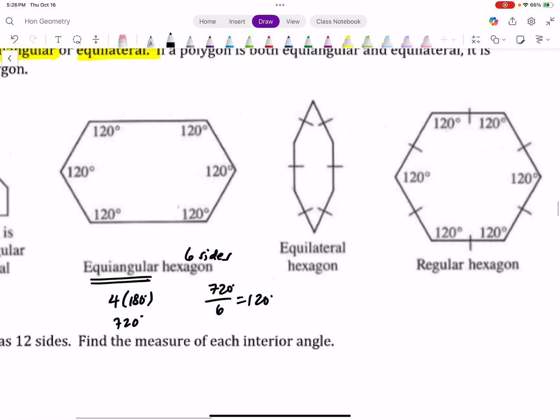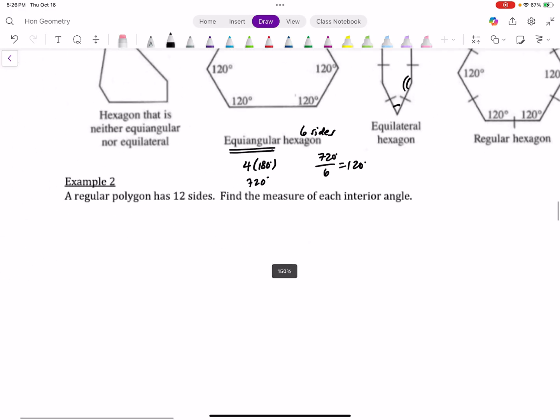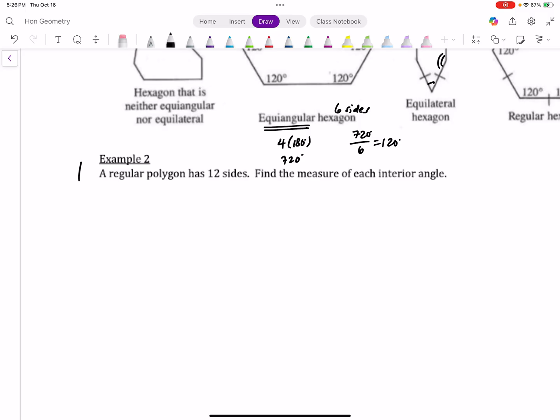Here's an example of an equilateral hexagon, but these angles are definitely not the same size. But here's a regular hexagon. So every single angle would be 120 degrees big, the interior angles that is, and all the sides are going to be the same length. Okay, now here's where these are my favorite type problems.